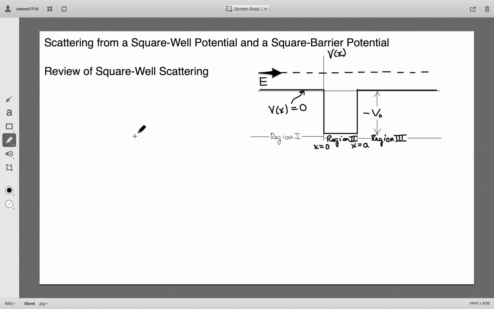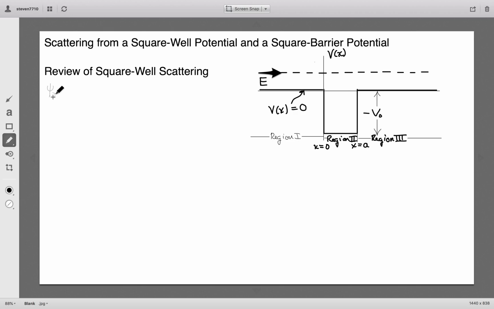So let's see, we're going to review the square well scattering. We're going to review scattering from a potential step, and actually not a step, but a potential rise. And then last we'll look at tunneling through a potential step, or basically a square barrier. So let's just review what we had going on with this problem. We were just near the end at our last class.